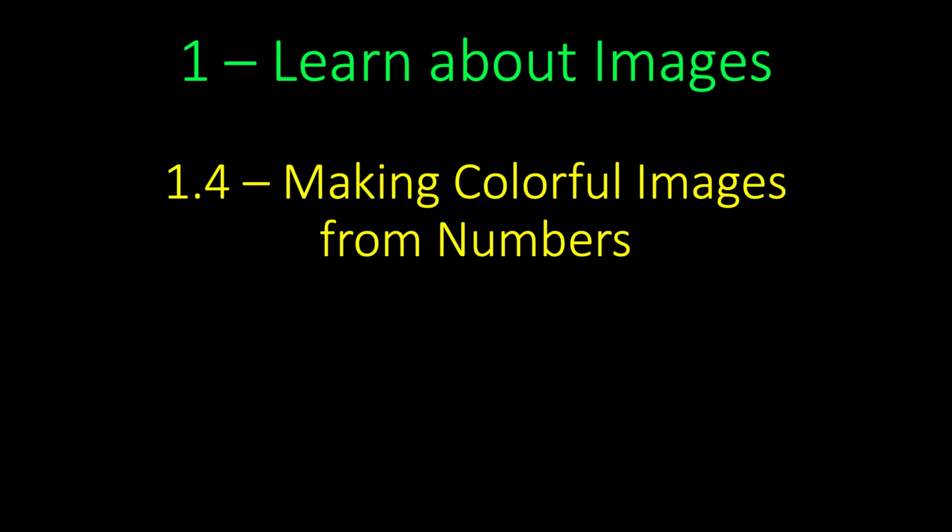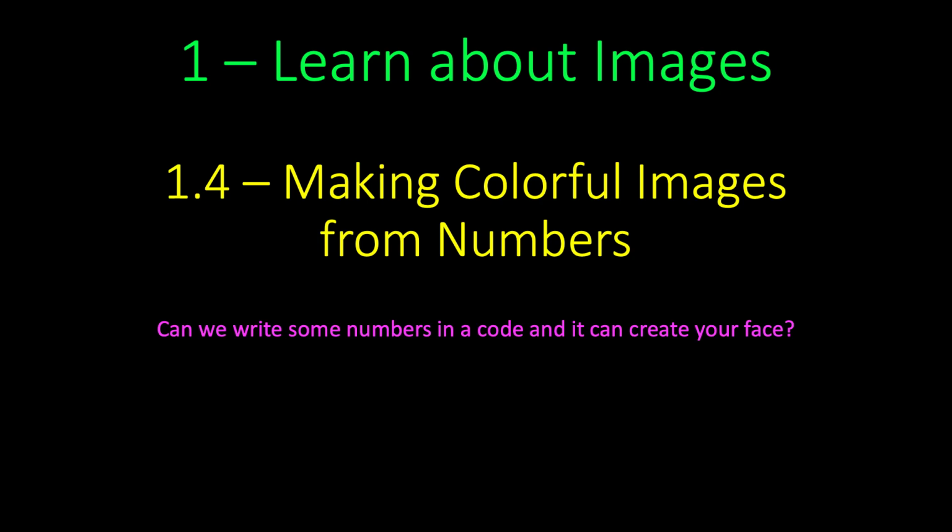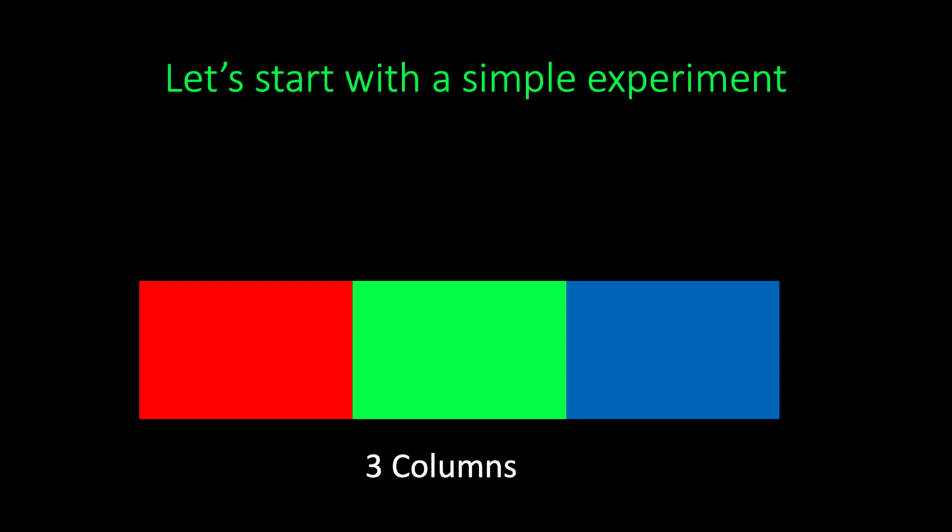So what are we going to learn in this video? We are going to make colorful images from numbers. Again, it's a powerful idea, and all we are going to do is write some numbers in code, and it can create our face, it can create a dog, it can create the Eiffel Tower, Taj Mahal, Statue of Liberty, or even the Golden Gate Bridge. Everything is numbers. By typing some numbers inside computer memory space, you can create the Golden Gate Bridge. Powerful idea.